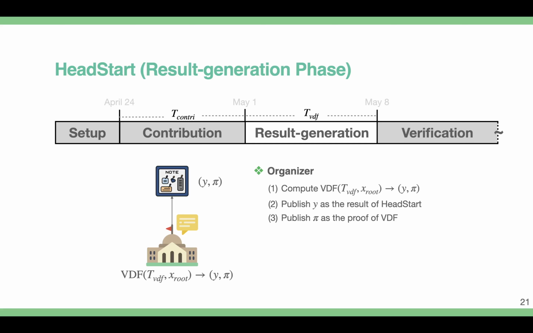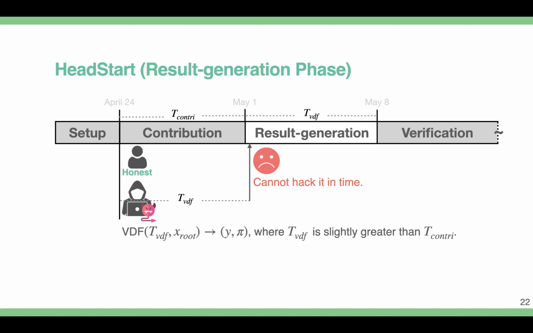In the result generation phase, the organizer takes the tree root as an input of a special function called a verifiable delay function, or VDF. The organizer is responsible for computing the result and publishing the two outputs, Y and Pi, onto the bulletin board. The Y will be the randomness result of HeadStart, and the Pi is the proof of the VDF. By setting the verifiable delay function to take longer than the duration of the contribution phase, we can ensure the result generation phase will always be longer than the contribution phase.